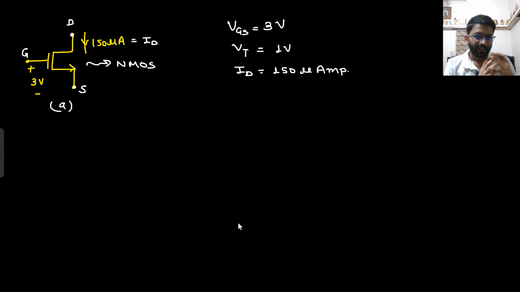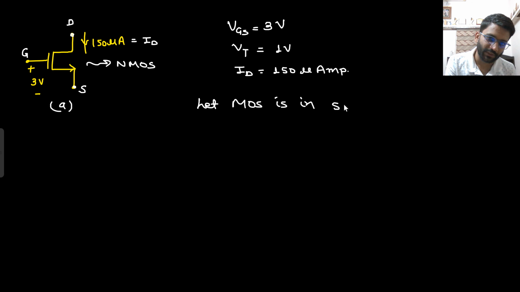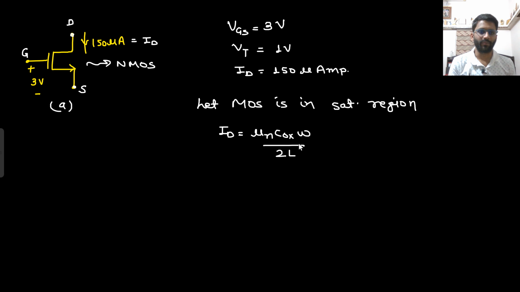Now to comment on that, you need the value of VDS and you don't have that. So first what you will do, you will assume it to be in saturation region. Let MOS be in saturation region. If it is in saturation region, what will be ID? ID will be mu n Cox W by 2L times (Vgs minus Vt) whole square. I will again and again write this formula so that you memorize it.